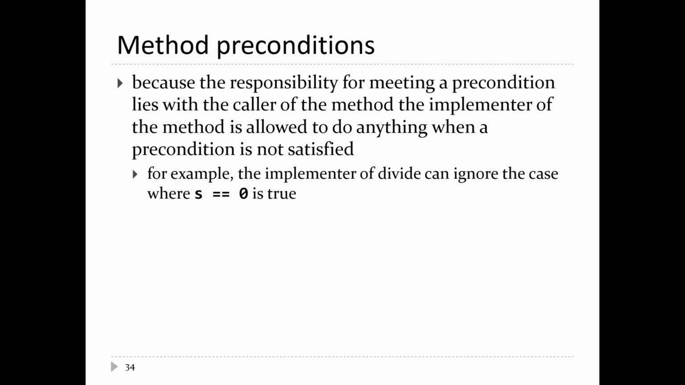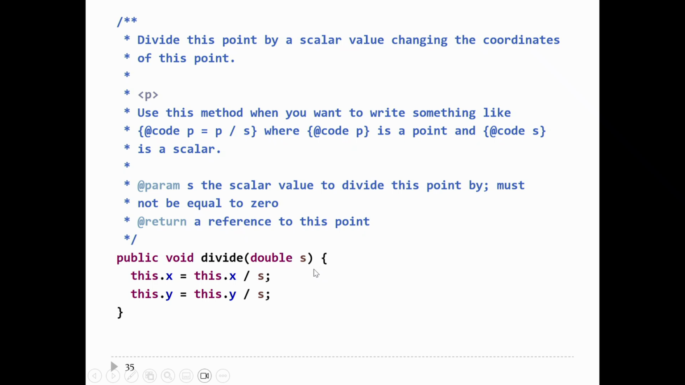Now, the responsibility for meeting the precondition is with the caller, so it's not with the implementer. If you're the one creating the Point2 class, then you can decide what happens if the precondition is not satisfied. What that means is that you can do anything you want when a precondition is not satisfied. So for example, here we just ignore the fact that s might be 0, and you go ahead and implement your method. We've taken the approach that we've warned people, don't use 0. If you do, it's your problem.